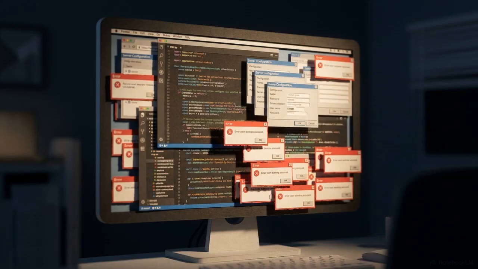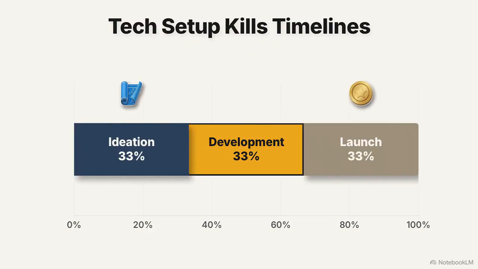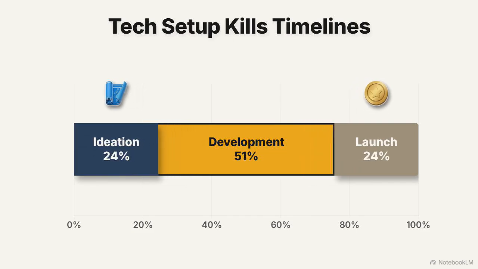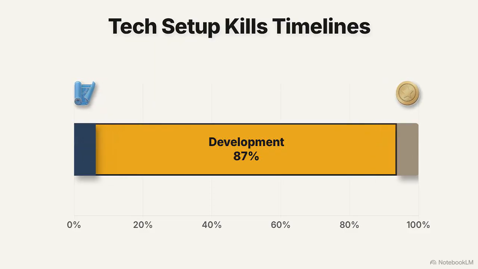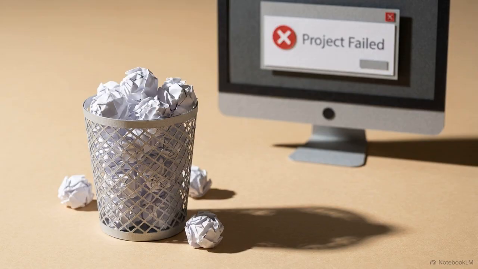The moment you move past the brainstorm phase, you hit a steep technical learning curve. This chart shows the traditional life cycle of a digital product. Look at the development phase. It eats up almost the entire timeline. You are forced to wrestle with complex software, learn basic coding, and spend weeks on tedious formatting before you ever see a dime. If your background isn't in computer science or graphic design, that friction is usually enough to kill the project before it launches.